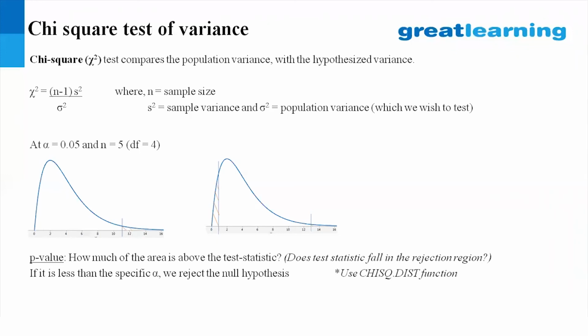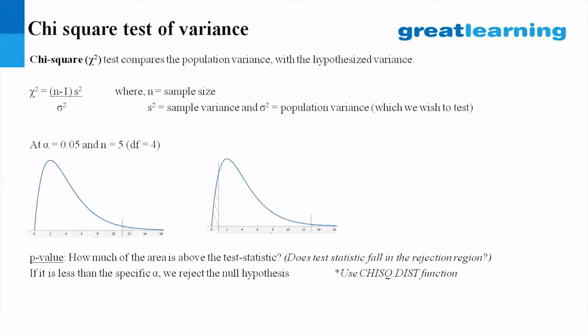Only the starting part of it changes depending on the test you're doing. For z-test, it is norm.s. For t-test, it is t. For chi-square, it is chi-square. Finally, we have the F ratio test, which is also a test of variance.